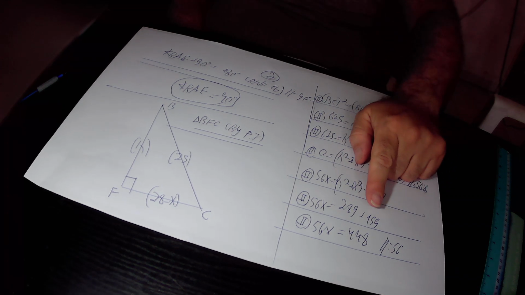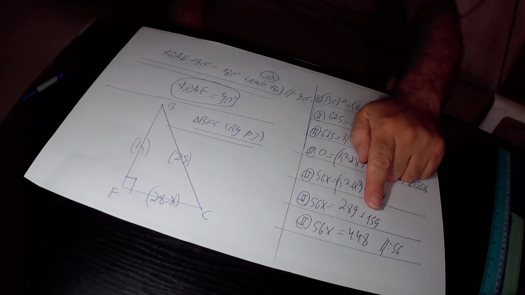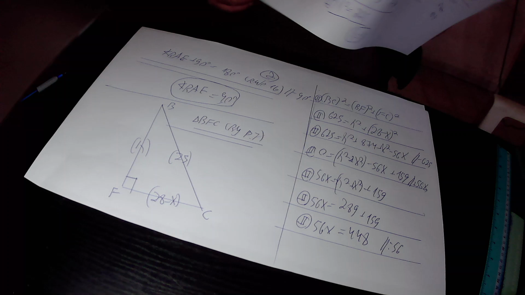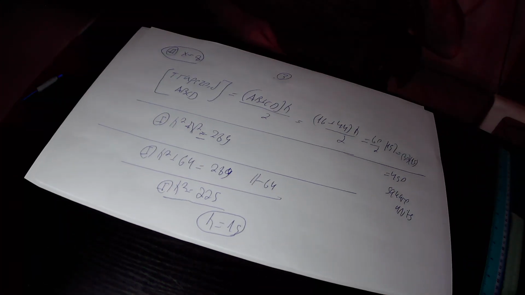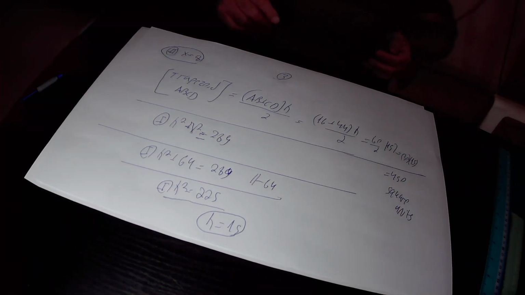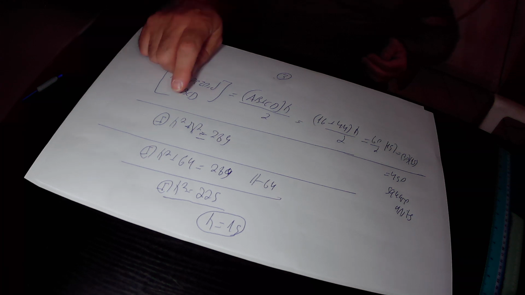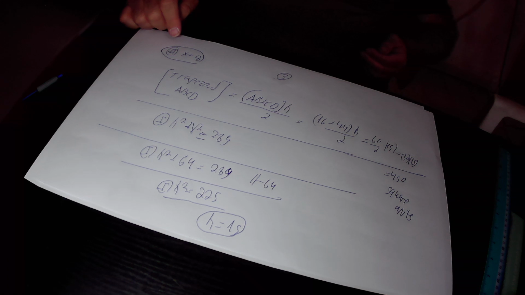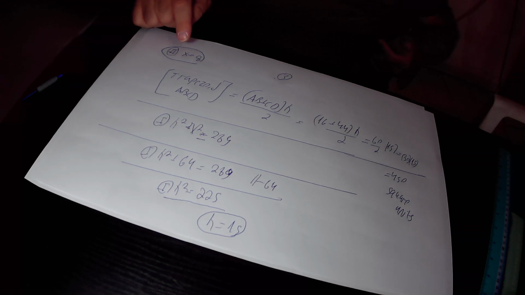So here we divided the equation by 56, and finally found that X equals 448 over 56. 448 over 56 is 8. So we found that X equals 8 units in length. And according to equation 1, H squared plus X squared equals 289. We found that X equals 8. If X equals 8, it means that X squared equals 8 squared, that is 64.